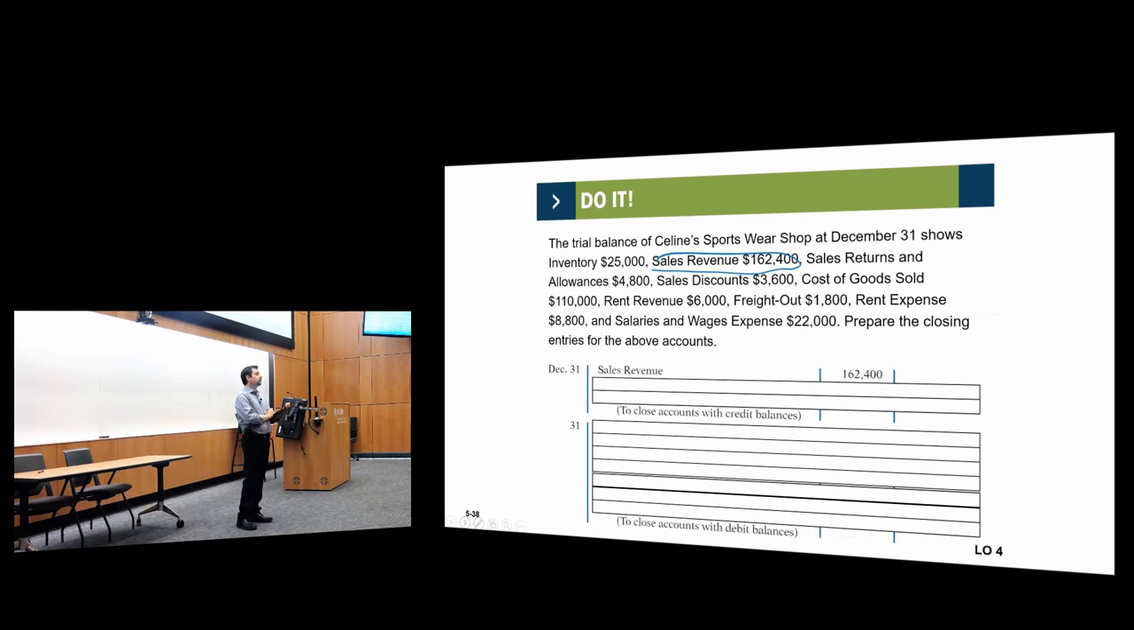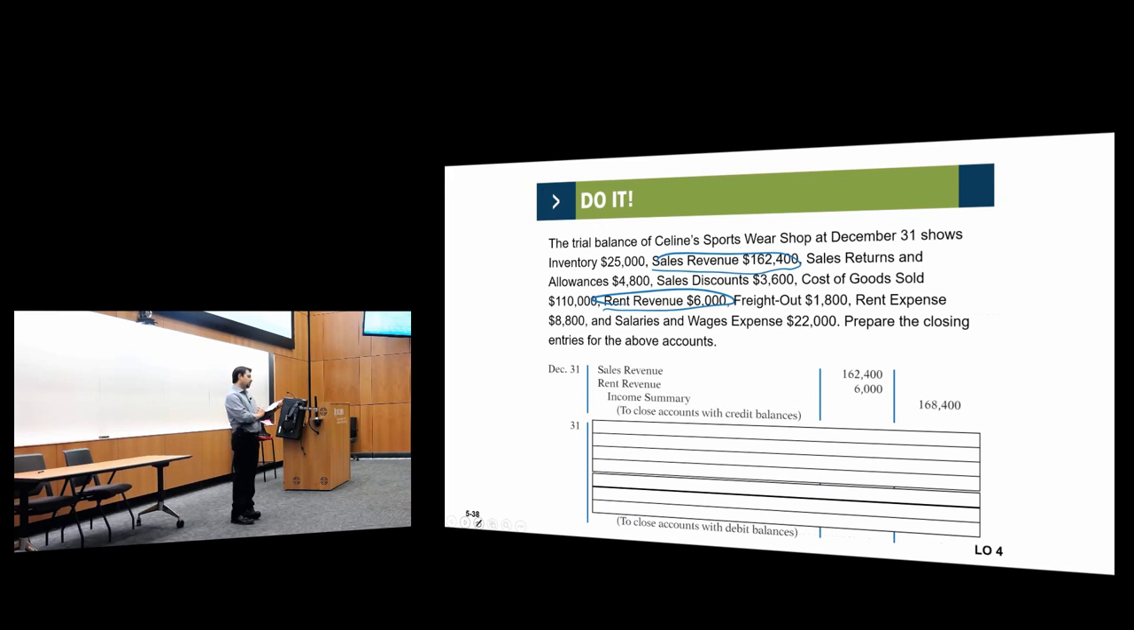Next. Income summary. What about rent revenue? That's also another revenue. You have to pay attention to that. A lot of companies have more than one source of revenue. Most companies actually have more than one source of revenue. So you have rent revenue also. We also debit rent revenue, the value. Now what do you include here? Income summary for the sum of the two amounts.